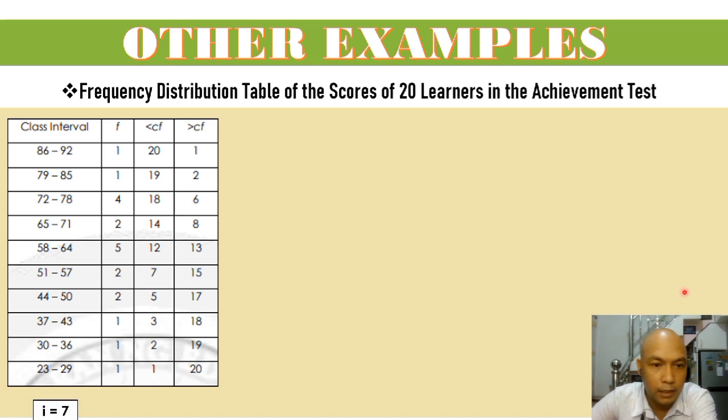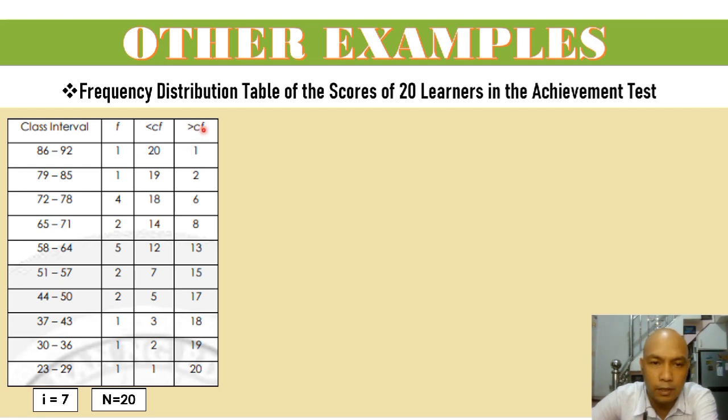Of course, our i here is 7, 30 minus 23 is equal to 7. Then our n here is 20. So, we have the less than cumulative frequency. How do we get that? Starting from the lowest class interval, this is 1, plus 1, 2, plus 1, 3, plus 2, 5, plus 2, 7, plus 5, 12, plus 2, 14, plus 4, 18, plus 1, 19, plus 1, 20.